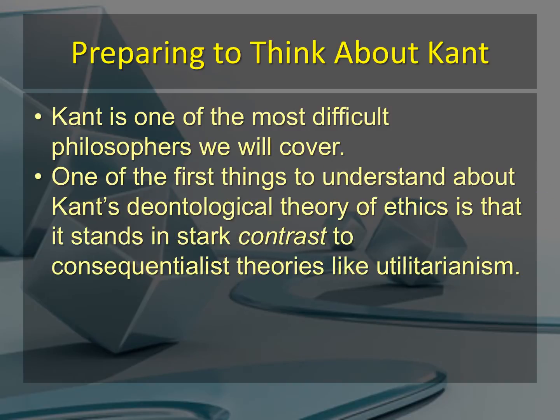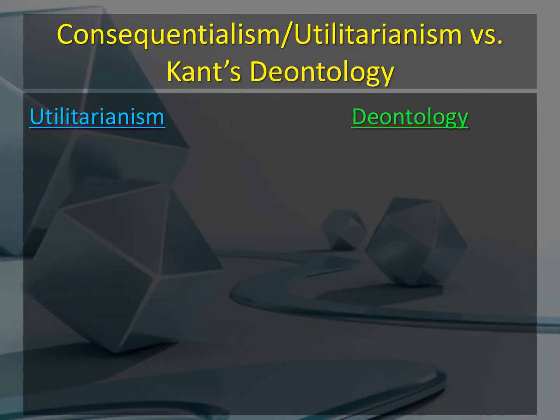One of the first things to understand about Kant's deontology is that it stands in stark contrast to consequentialist theories like utilitarianism. Here is a useful set of contrasts between utilitarianism, which we have already covered, and Kant's deontology. Kant was largely responding to the popularity of utilitarianism, a theory which he was very much opposed to. Here we will look at a few points side by side.